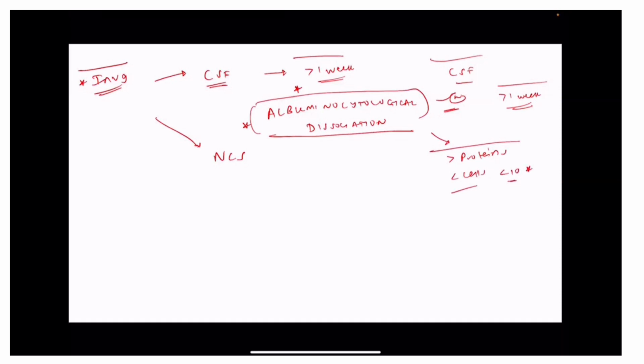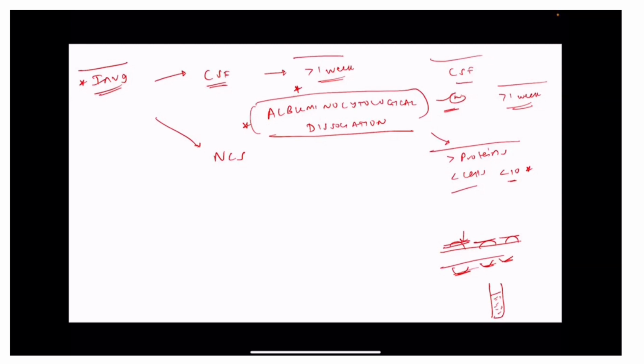If you want to remember a number, usually the cells are less than 10 or there are no cells in the CSF typically. And why is there a rise in proteins? Because once the myelin sheaths and your nodes of Ranvier get affected, the proteins get broken down and start coming down into your CSF. That is why you get a lot of proteins in your CSF. So you typically get something known as albuminocytological dissociation. There are no cells or the cells are less than 10, whereas the protein count is very high.